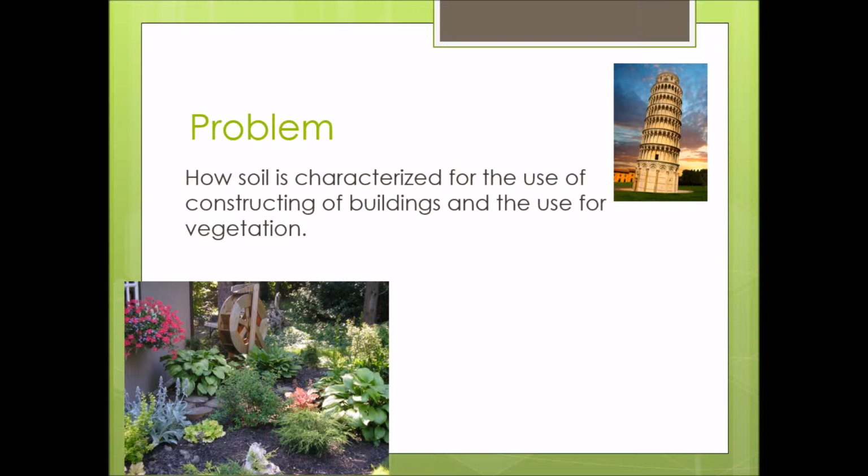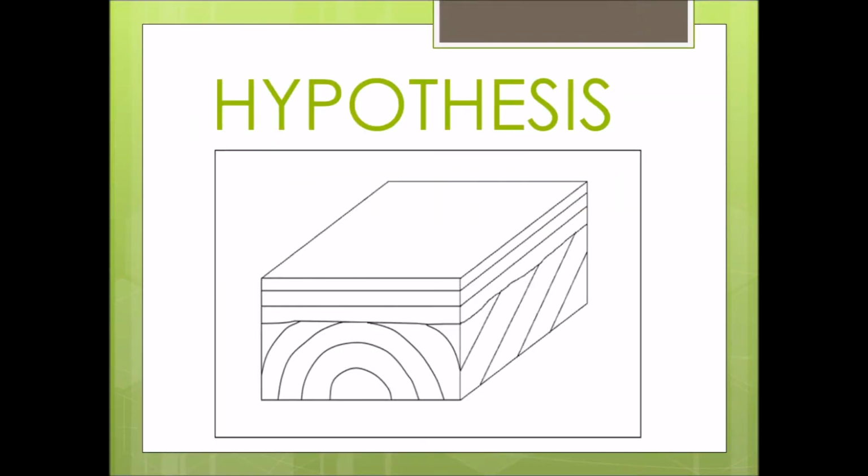The problem of our focus is how soil is characterized for the use of construction of buildings and use for vegetation. Our hypothesis is that the deeper you dig into the earth, soil becomes more compact due to the gravity and weathering. The greater the depth from the surface, the more nutritious the soil becomes, as well as the darker in color.